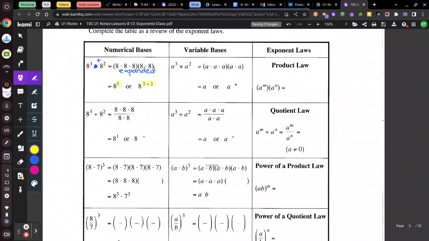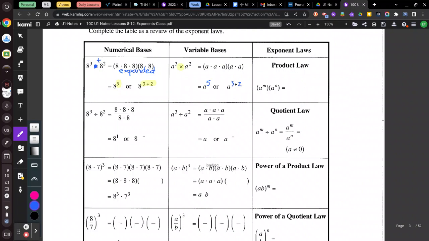So when the bases are the same and you're multiplying, kick that multiply sign over to a plus, and you are going to add exponents. Okay? So multiply, same base, add exponents. That applies to variables. So multiplying, same base, same letter A's, we're going to add their exponents. So I'm going to get a 3 plus 2, which is going to give me a to the 5.